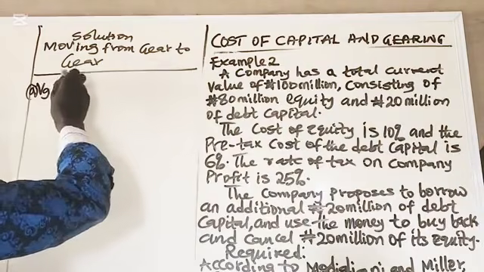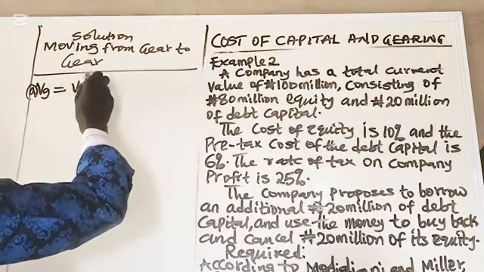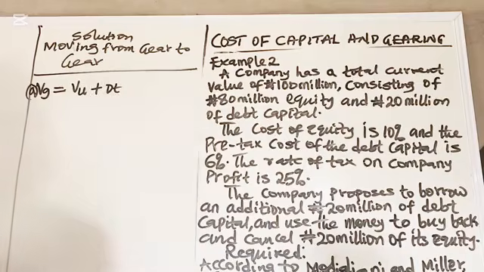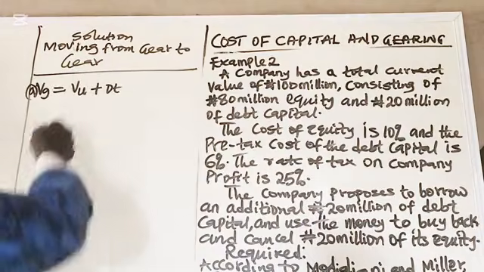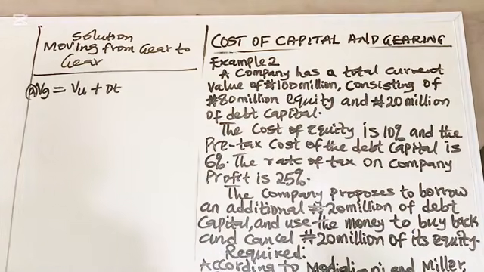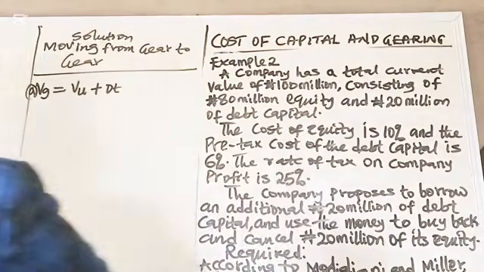Value of geared company equals value of ungeared plus DT. So we have to ungear. Ungear means you determine the value of the ungeared company. That is the first thing to do.